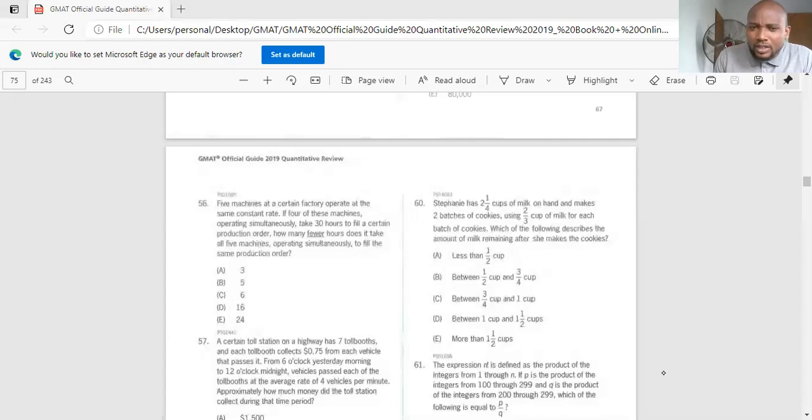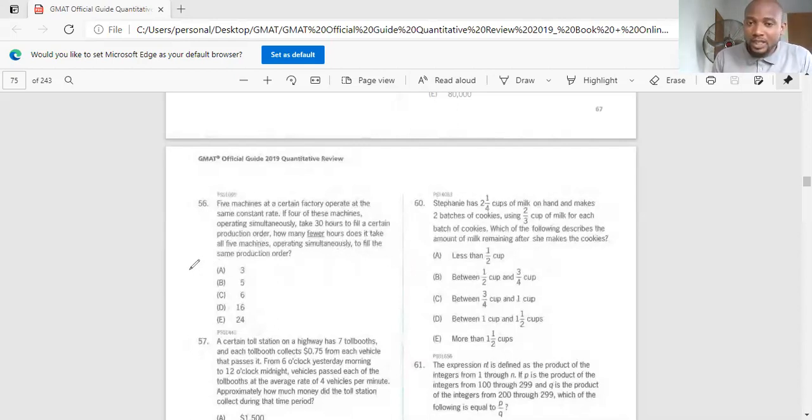So let's share a question on the GMAT. Look at this. This is a bit dodgy, not straight to the point, but we use the same logic. The 5 machines at a certain factory operate at the same constant rate. If 4 of these machines operating simultaneously take 30 hours to fill a production order, how many fewer hours does it take all 5 machines operating simultaneously to fill the same production order?